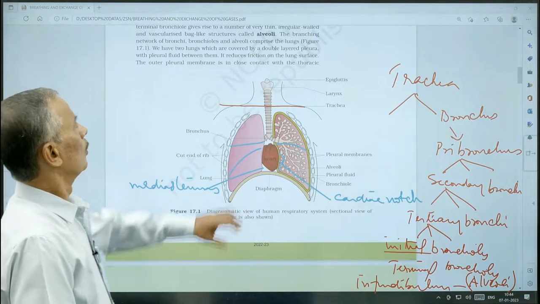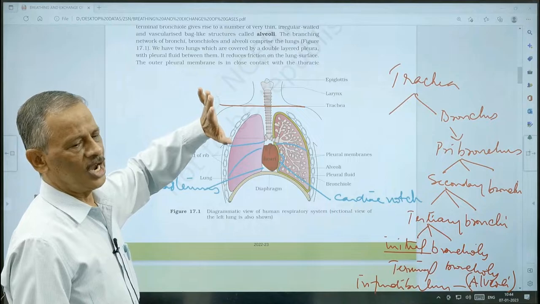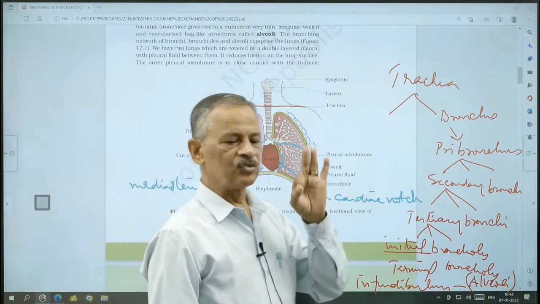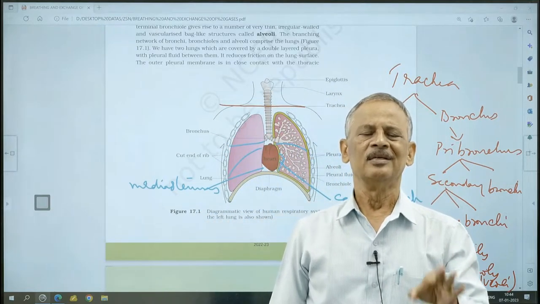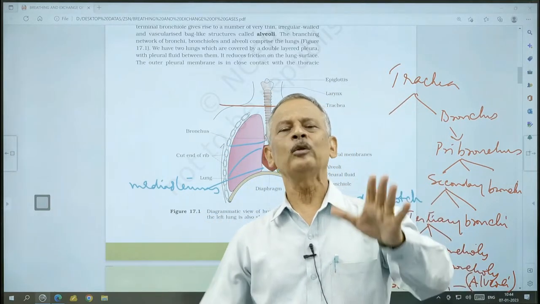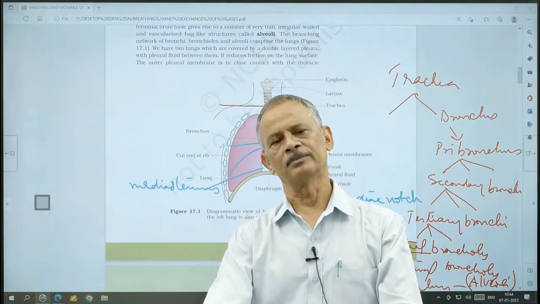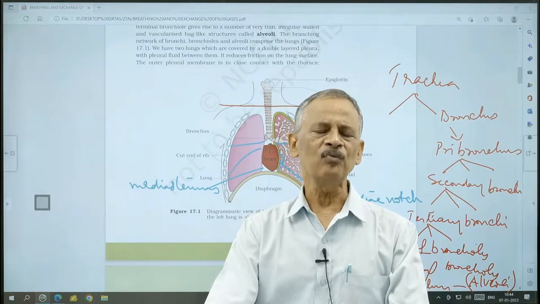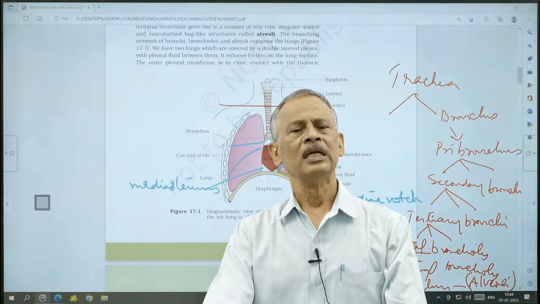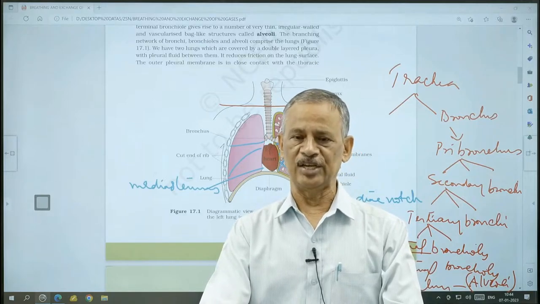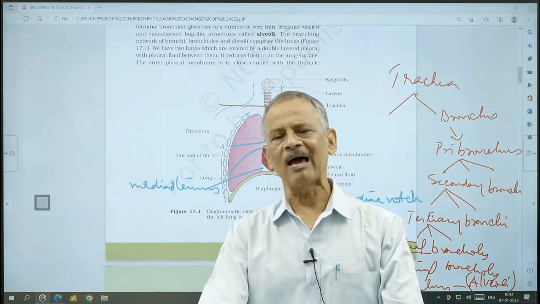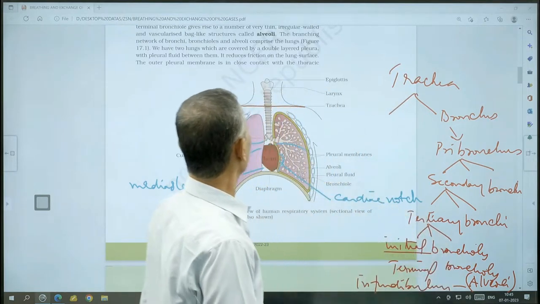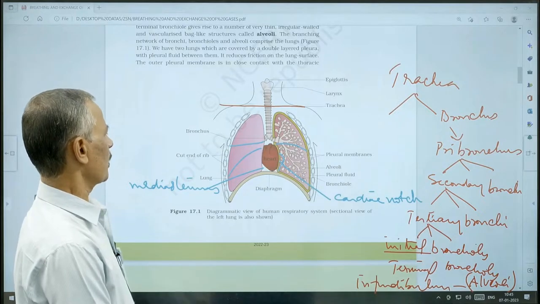Now, the trachea, bronchi, etc., are lined by pseudo-stratified, ciliated, and glandular epithelium. It is lined by glandular as well as ciliated cells. These cilia and glands are helping in removing the dust particles. They are all helping in removing the dust particles.